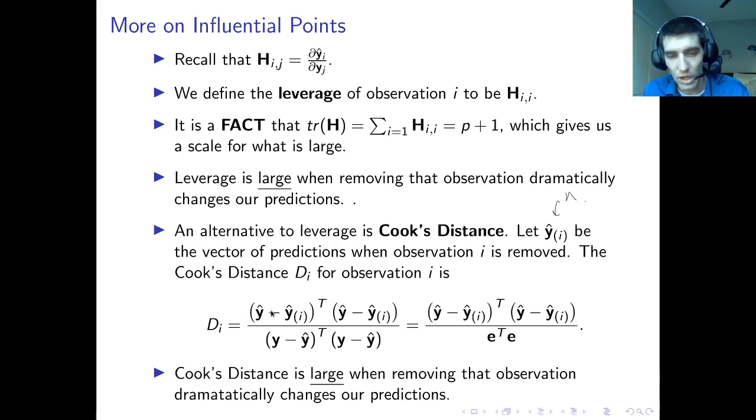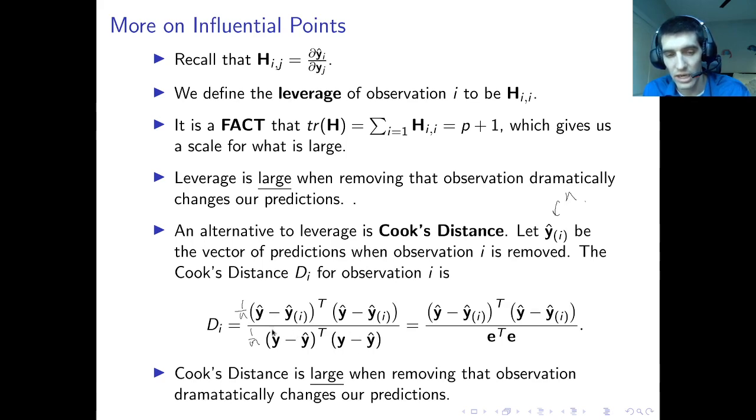For context, this helps me interpret it. If I put a 1 over n in front of both of these, what I have in the bottom is the mean squared error. This is y minus the truth, and here I have y minus the prediction when I've just omitted one of the observations. So we can think about this as maybe a ratio of mean squared errors.